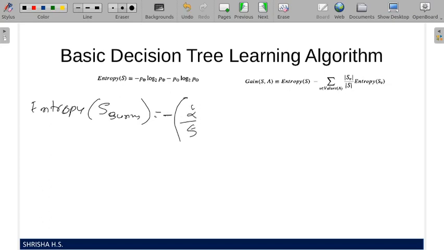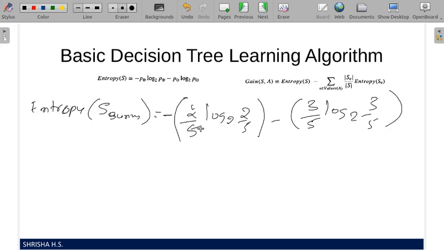So 2 out of 5 are positive: minus 2 by 5 log 2 2 by 5, minus 3 negative examples out of 5, 3 by 5 log 2 3 by 5. So you will be getting the answer 0.970. This will be the entropy of the instances where the outlook is sunny.